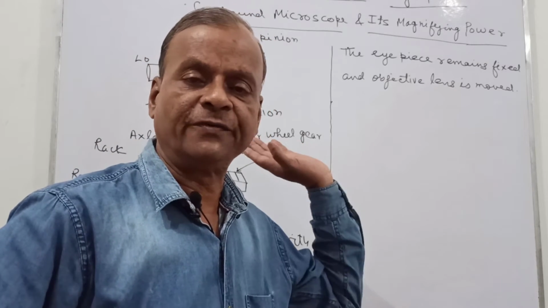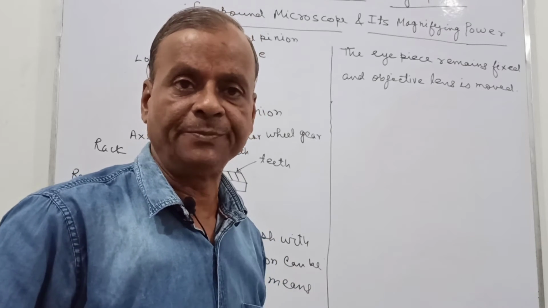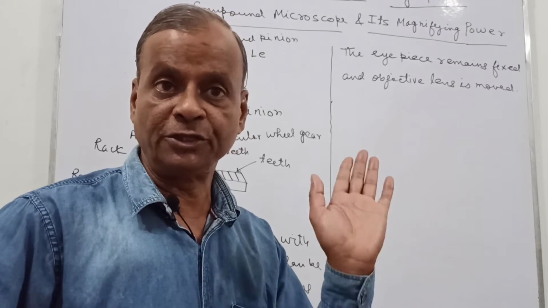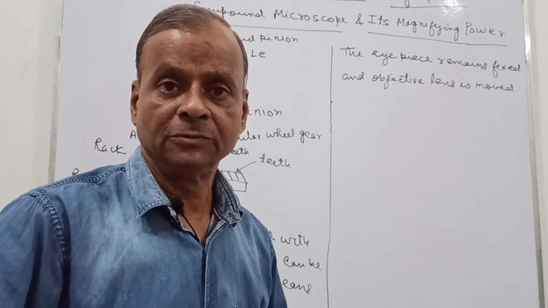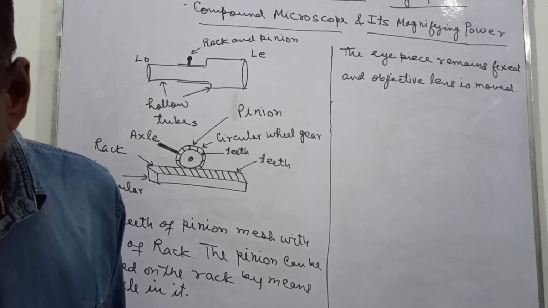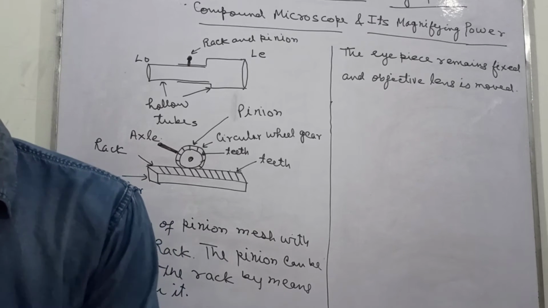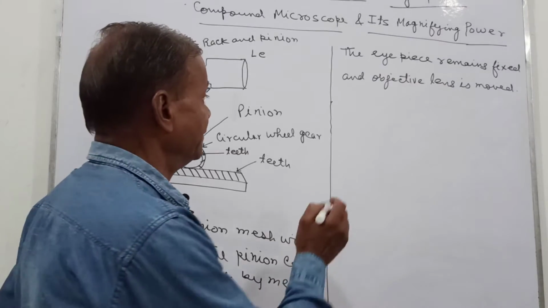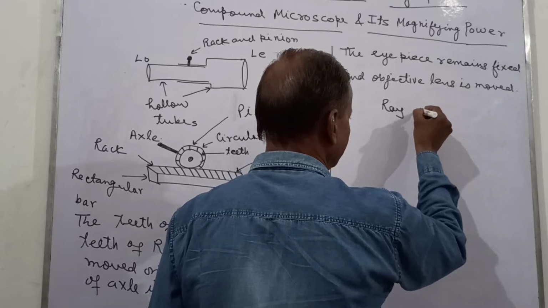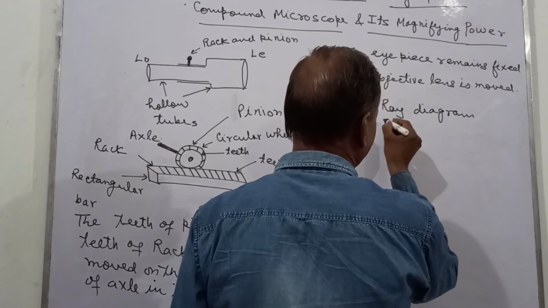As I have told you, the frontal images are made by the objective lens and that of the eyepiece. The eyepiece makes the frontal image, and these images are formed due to the refraction of light. So it has two lenses. So now I tell you the ray diagram.